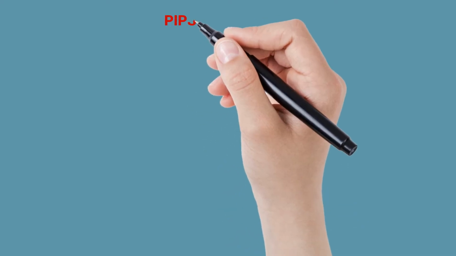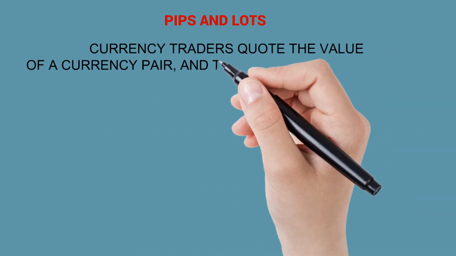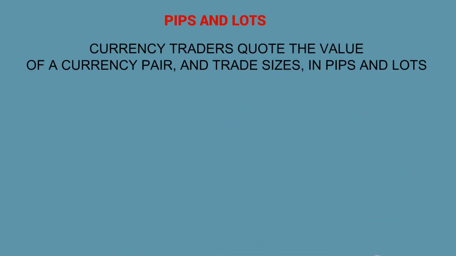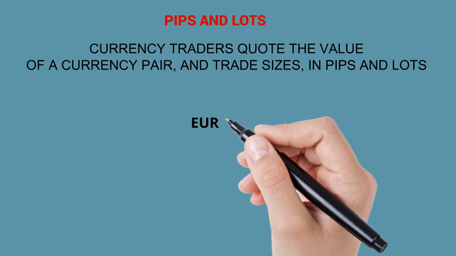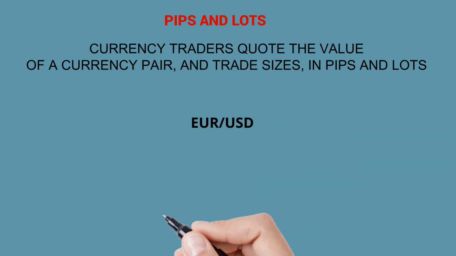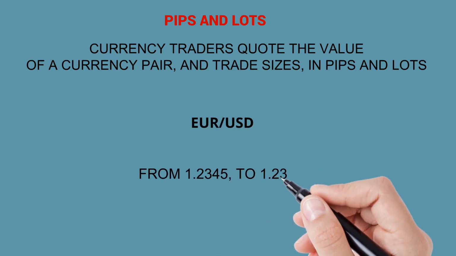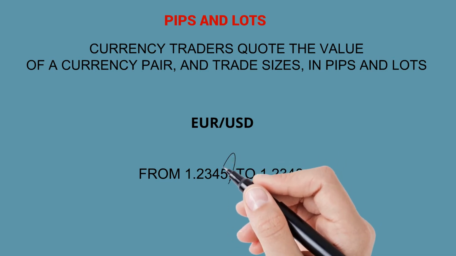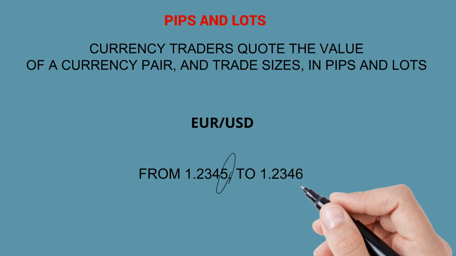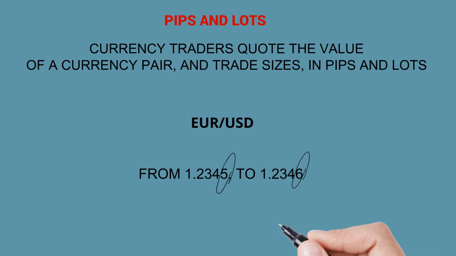Pips and lots. Currency traders quote the value of a currency pair and trade sizes in pips and lots. A pip is usually the smallest amount by which the value of a currency pair can change, although these days some brokers offer fractional pip quotes too. For example, when the value of the euro to US dollar pair goes up by 1 tick, i.e. 1 pip, the quote will move from 1.2345 to 1.2346, and the size of the movement is just 1 pip.